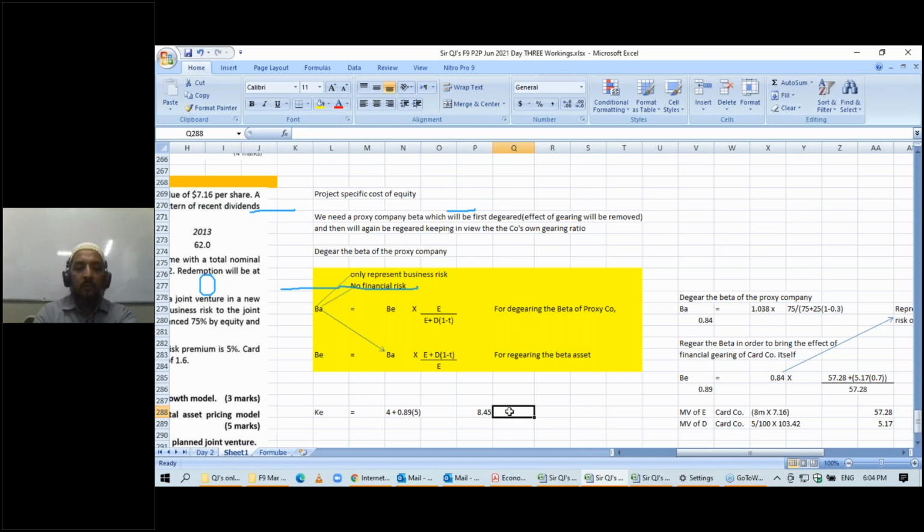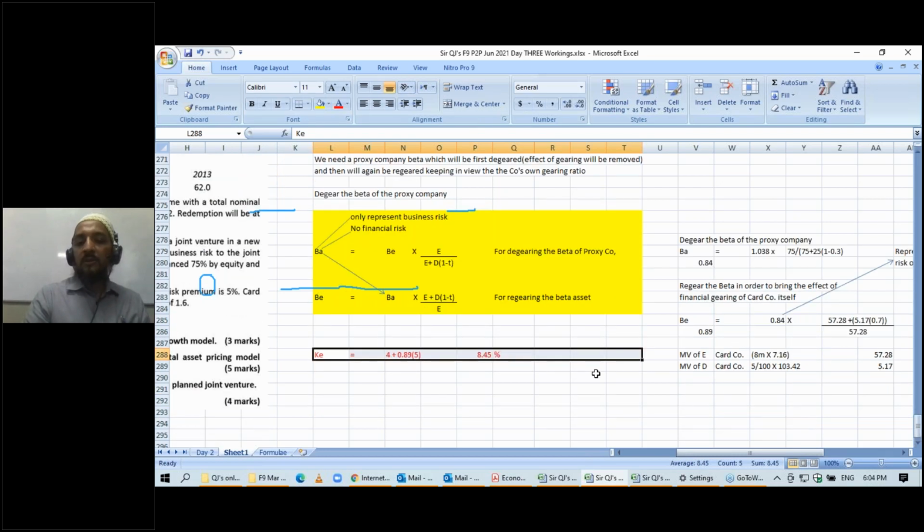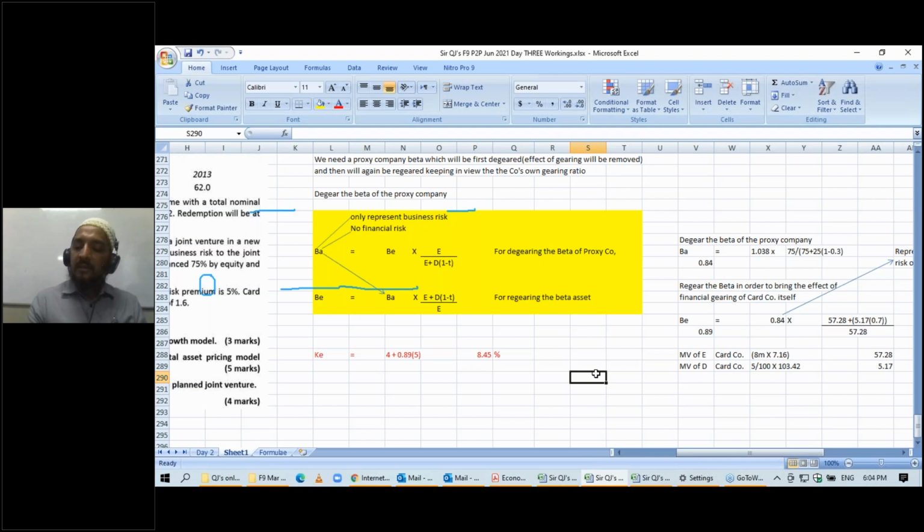So this is how we calculate the project specific beta or the risk adjusted beta, and the project specific cost of equity. Now you can have some workings further on it by putting in the cost of debt by IRR and cost of preference shares. You may be required to calculate the WACC also in this case, but over here you have to calculate the cost of equity. That's all.